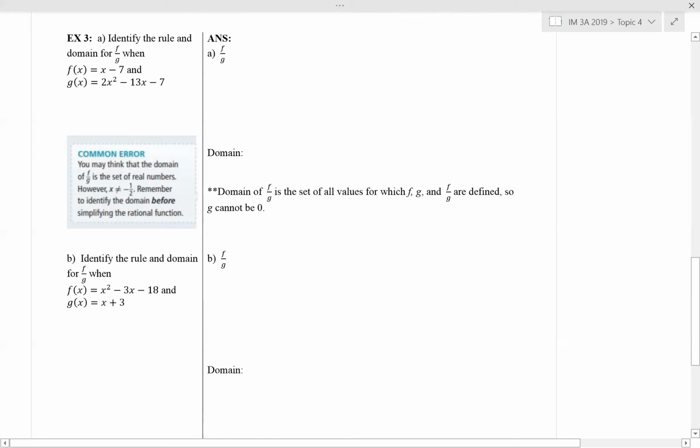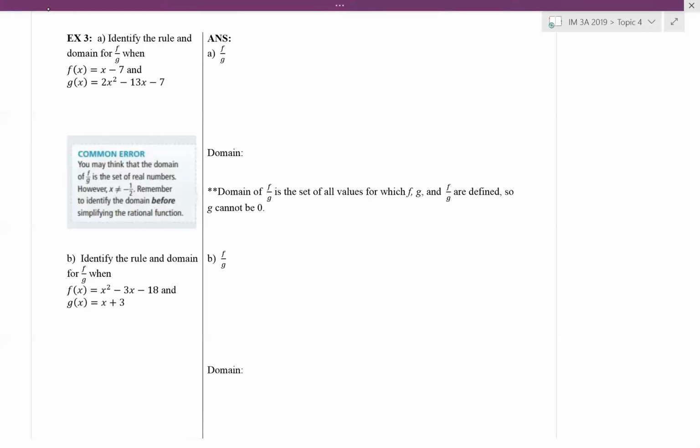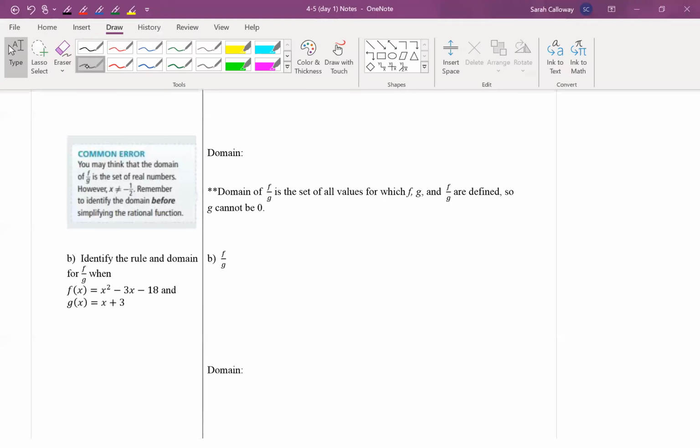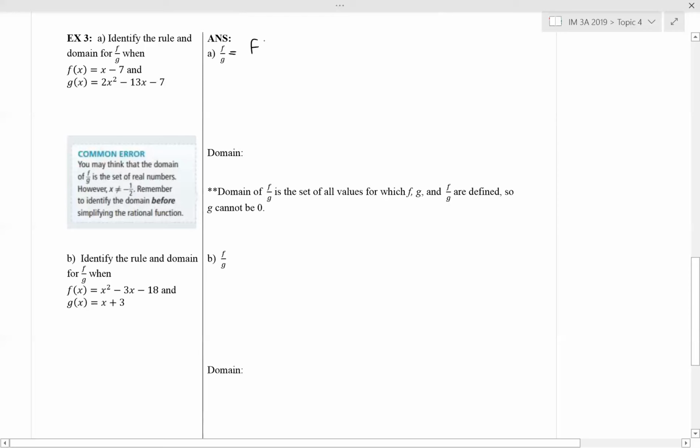When I'm dividing polynomials, however, that creates a rational function. So remember that rational functions have restrictions on their domains. So we have all real numbers except for specific values that will make the denominator 0. And so what we're doing for these problems is when I'm doing this polynomial division, it's really like simplifying a rational function. So if I have f of g, so f divided by g, they want us to evaluate f of x over g of x.